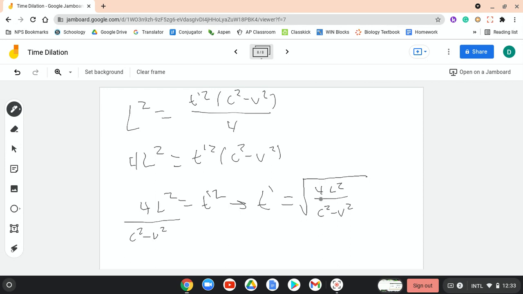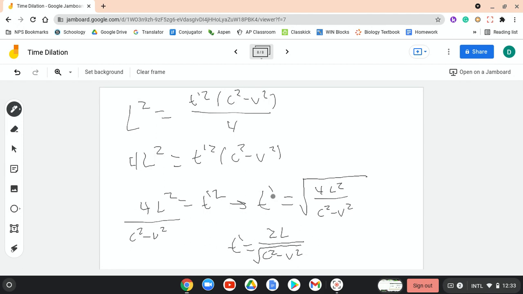When we take the square root of a fraction, we can take the square root of the top and the square root of the bottom. So when we do that, we'll notice the top is a perfect square. So using some algebra, we'll get that t prime equals 2L over the square root of c squared minus v squared. All right, and here's our answer.